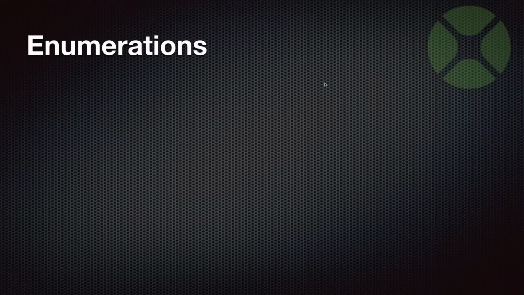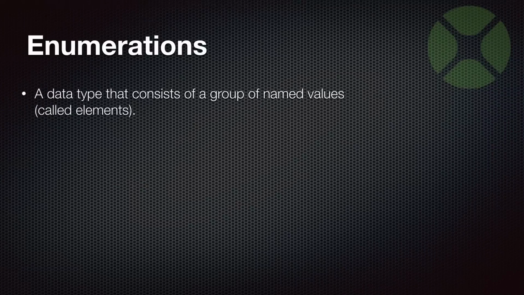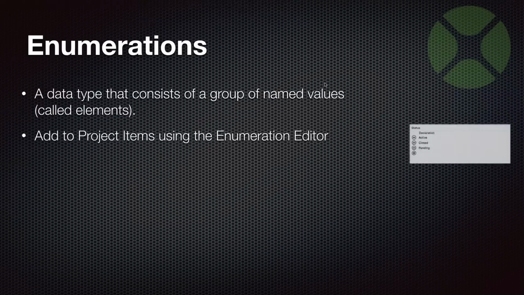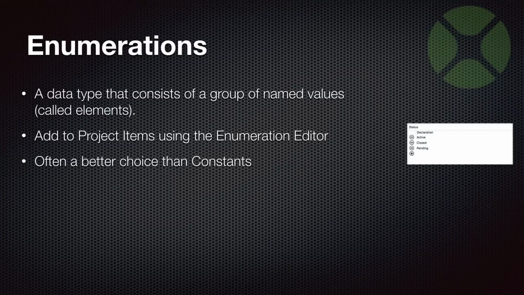Let's move on to enumerations. And what is an enumeration? It's a data type that consists of a group of values, specifically named values, which I commonly refer to as elements of the enumeration. And you can add enumerations to your project items. When you do that, you get the enumeration editor, and that's where you can add the various elements. And enumerations are often a better choice than constants, because you can often use constants for the same purpose, but enumerations are often a better choice.